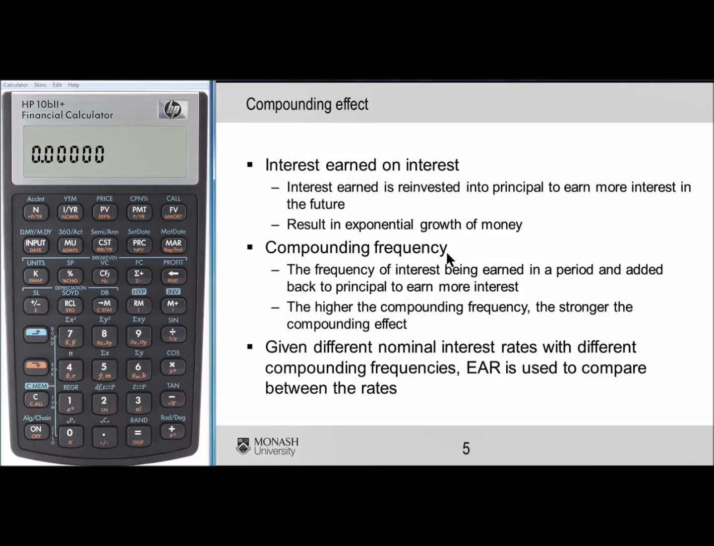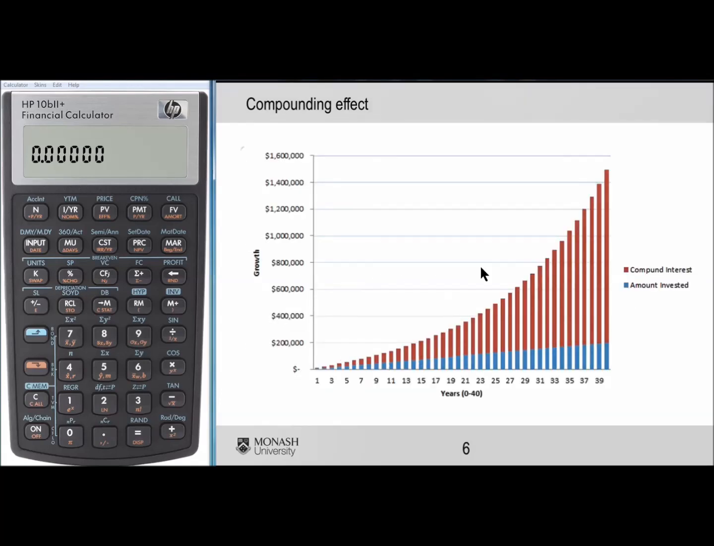The effect of compounding depends on the compounding frequency, which relates to how many times interest is calculated and reinvested within a period of time. The higher the compounding frequency, the more frequent interest is calculated, and the stronger the compounding effect, which will result in a steeper exponential growth of money.